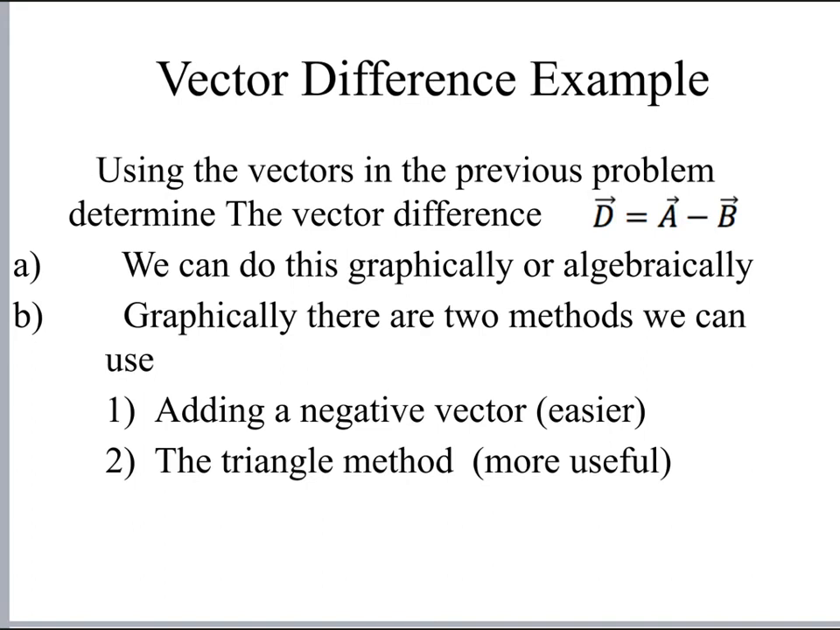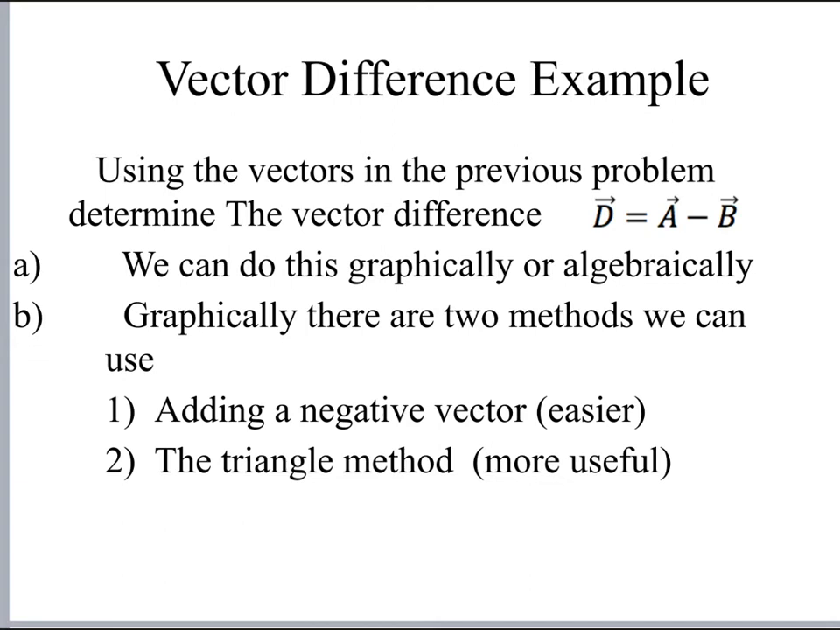Now we want to look at an example of calculating a vector difference, and we can use 2 different methods for doing this. One, we can add a negative vector, and personally I think that approach is easier to understand, but it's less useful. The other approach is the triangle method for vector subtraction, and it's more useful, but it's a little bit more difficult and it's easy to make a mistake. So I would suggest that you learn both because both are going to be useful for us.